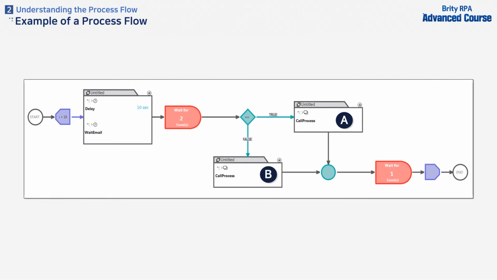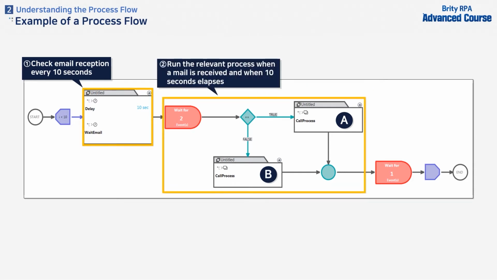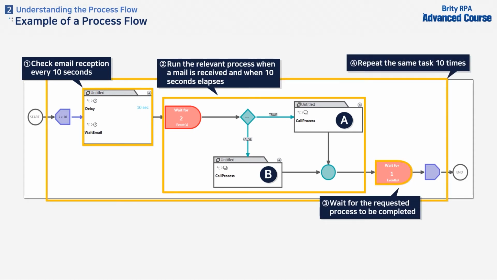Here is an example of a process flow implementation. The orchestrator server verifies the reception of emails that satisfy specific conditions according to the set time intervals. If such a mail has been received, or if the time interval has elapsed, the relevant work process, process A or B, will be executed. Then, when the execution of the process is complete, the process flow will be repeated until the email reception check process is repeated a total of 10 times.